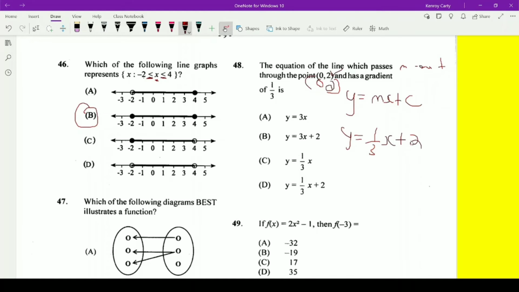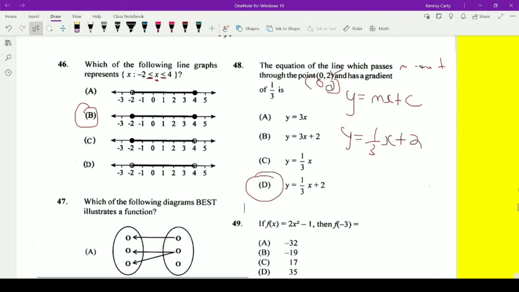Of course, you didn't have to do it like this. Once we put in the gradient, you could have replaced y with 2, x with 0, and transpose to get c. But you don't have to do that once you realize that the x value is 0, which means that the y value is the y-intercept. Alright, so that makes it D as in dog.